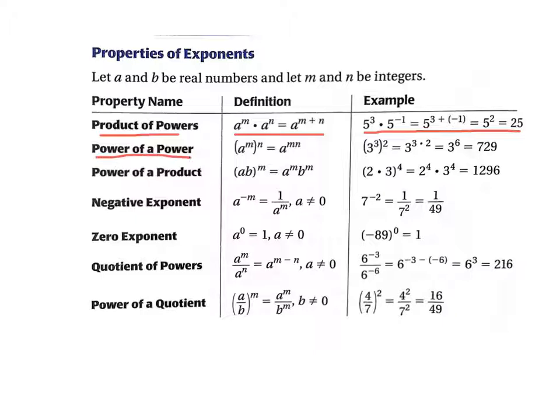If you have a power of a power, that's when you multiply your exponents. If you have an exponent inside of parentheses and one outside, you multiply them together. Here's an example, 3 cubed squared, multiply your exponents, and there you go.